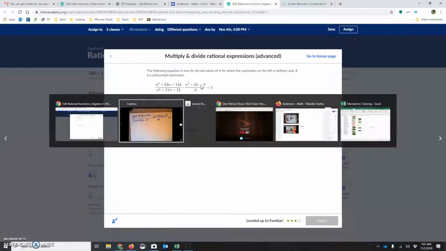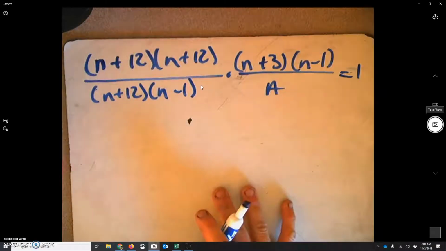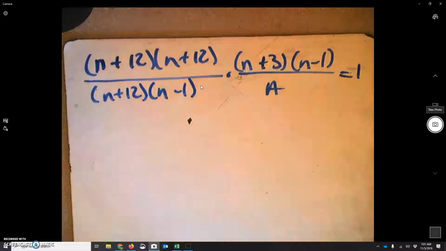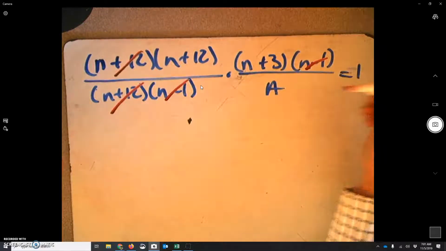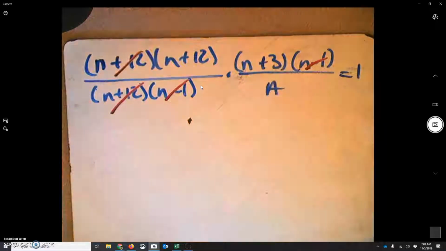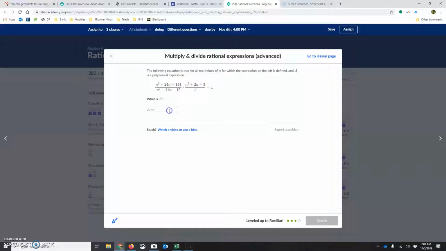Okay, so I factored straight on the board to right here. Now what can we cross off? Boom, boom, boom, boom. What does a need to equal? N plus 12 times n plus 3 is what a needs to equal. N plus 3. And we are done. Just under 10 minutes.